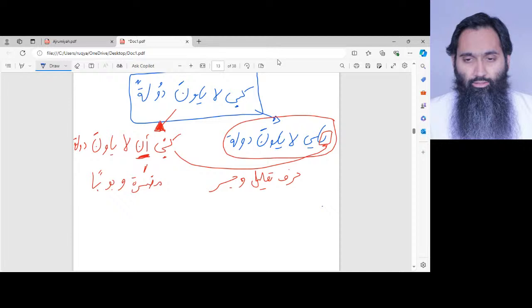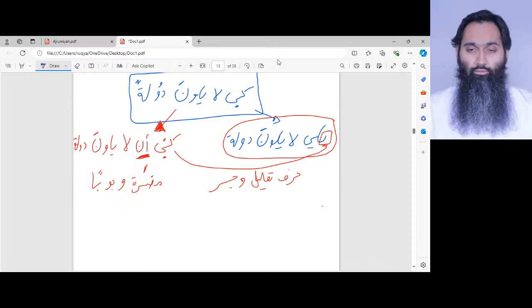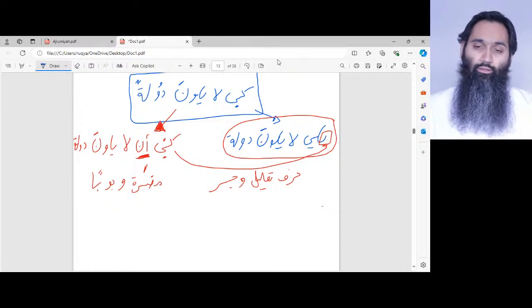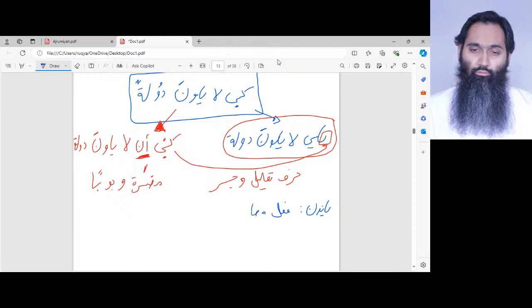مبني على كسر لا محل له من الإعراب. And K would be حرف مصدر ونصب واستقبال مبني على السكون لا محل له من الإعراب. لا حرف نفي مبني على السكون لا محل له من الإعراب ولا عمل. يكون, what would يكون be? فعل مضارع ناقص, as you know, كان وأخواتها ناقص. فعل مضارع ناقص.